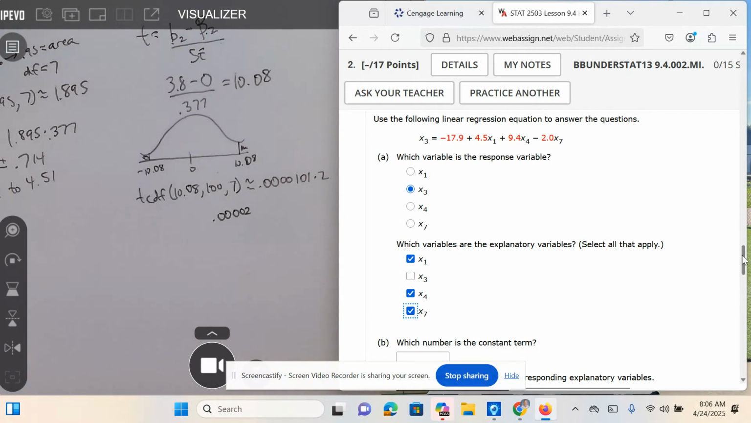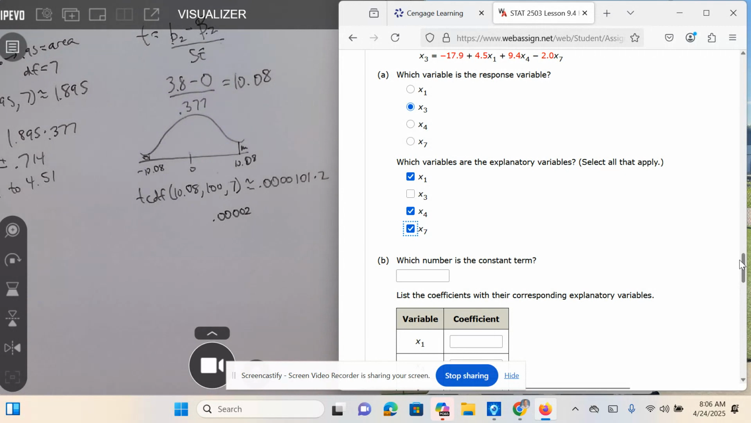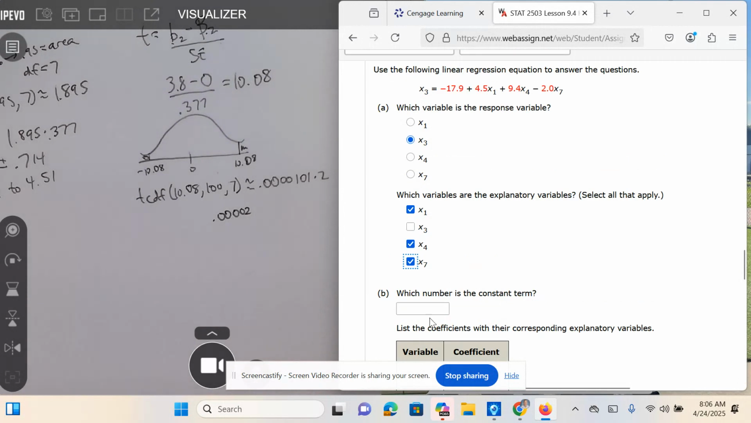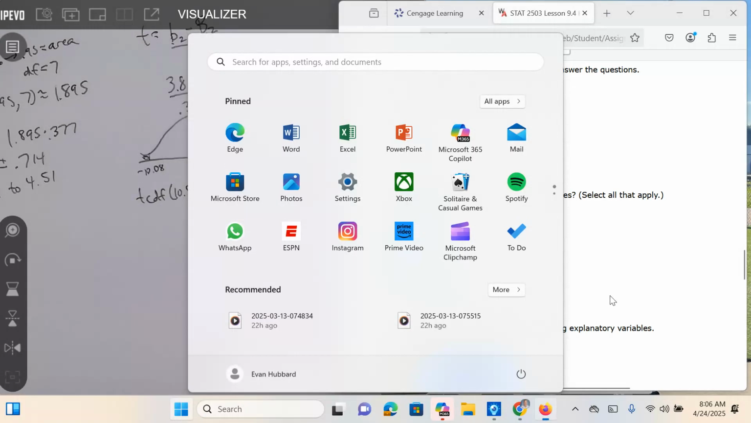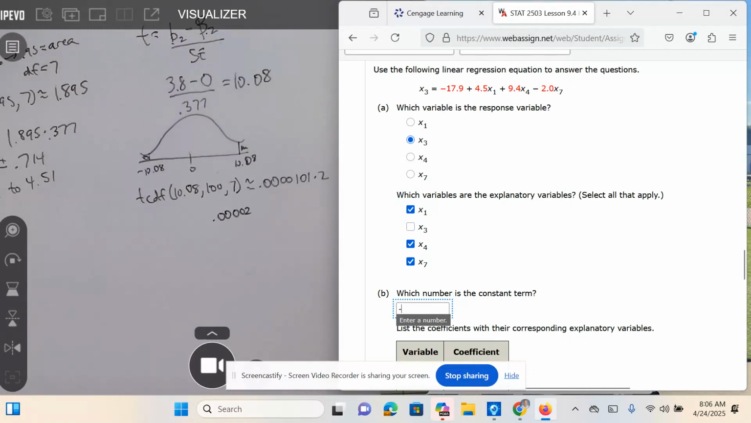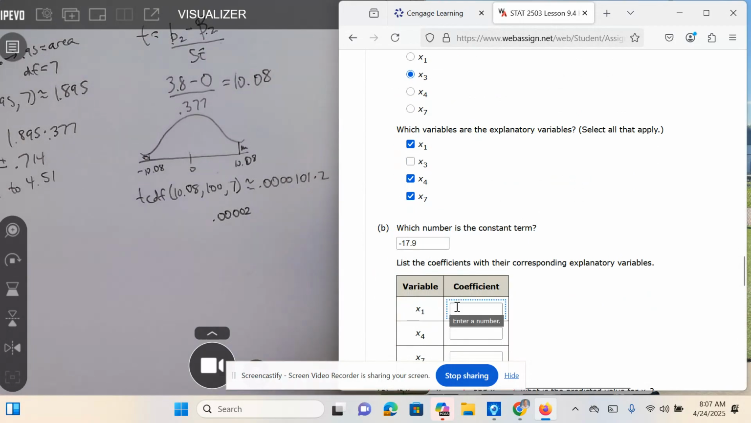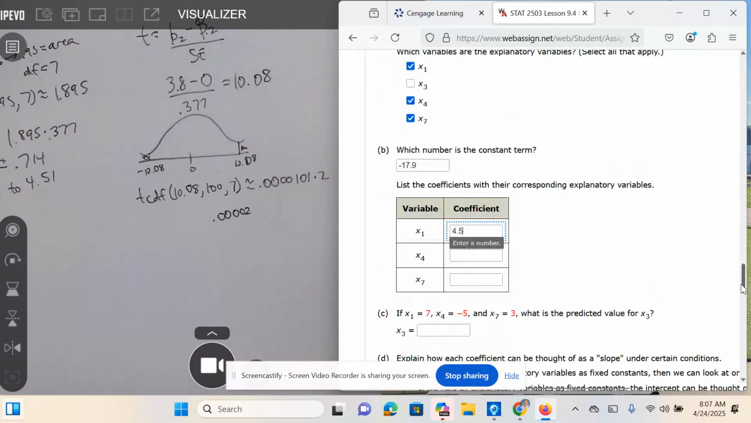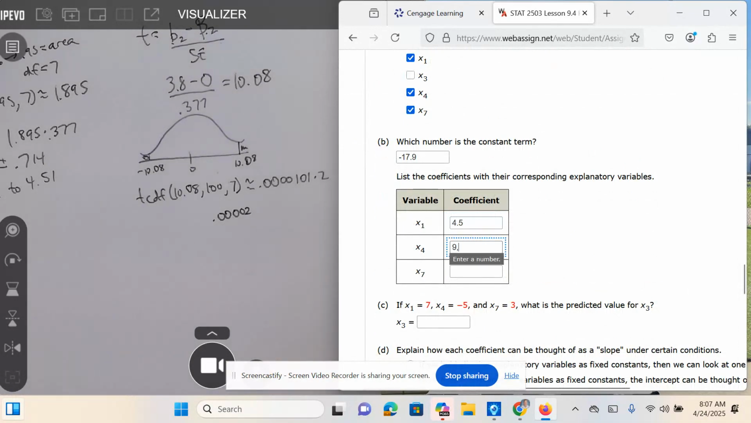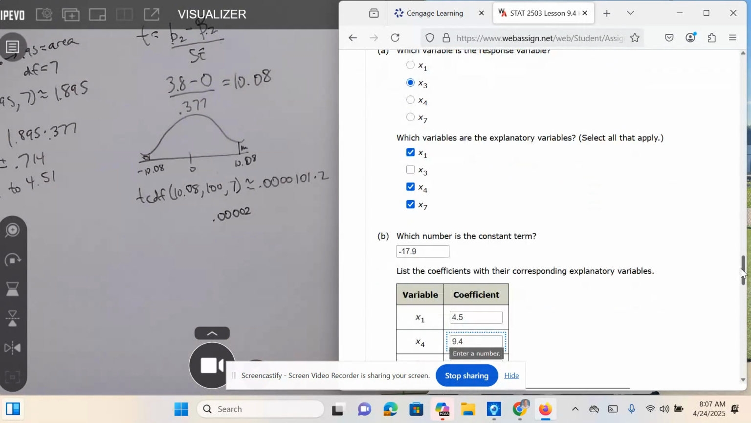What is the constant term? The constant term is this right here, negative 17.9. List the coefficients of the corresponding explanatory variables. So x1, the number in front of x1 is 4.5. The number in front of x4 is 9.4. And then x7 is negative 2.0, so negative 2.